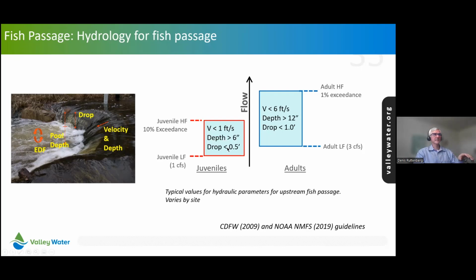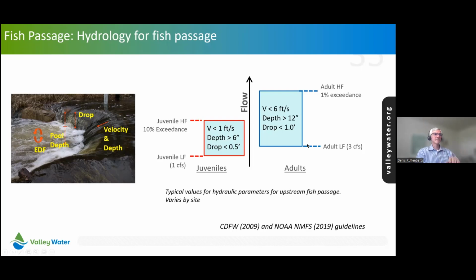A juvenile can't jump more than a half foot. A juvenile needs at least 6 inches of water. A juvenile can't swim greater than 1 foot per second. So between those two flows, you have to design a structure or a habitat that will comply with those.